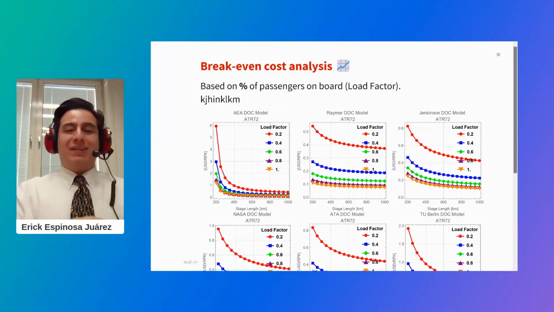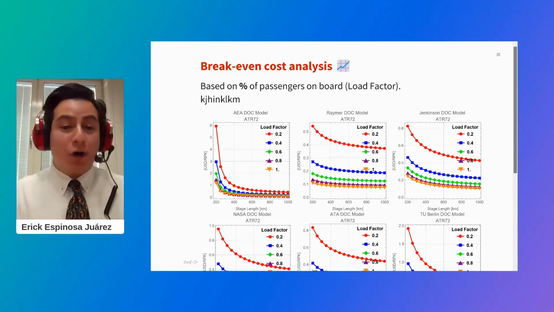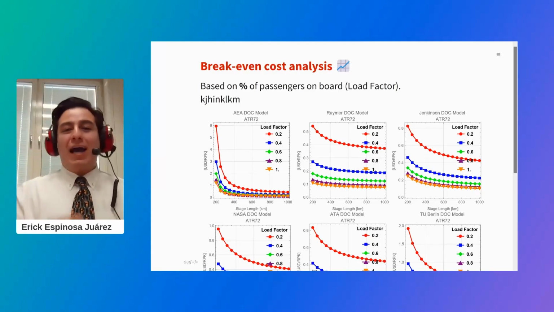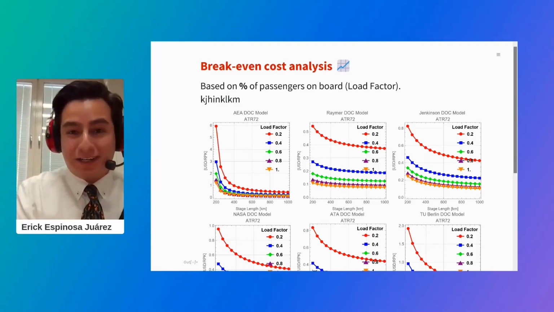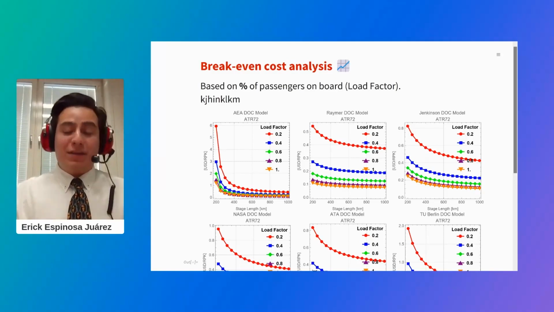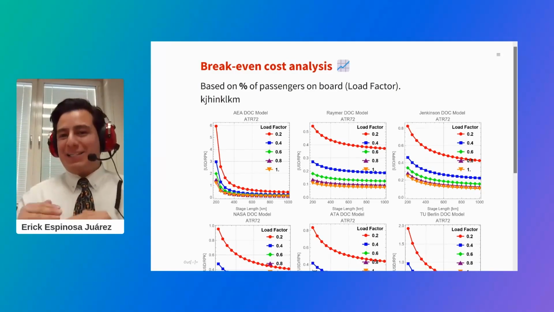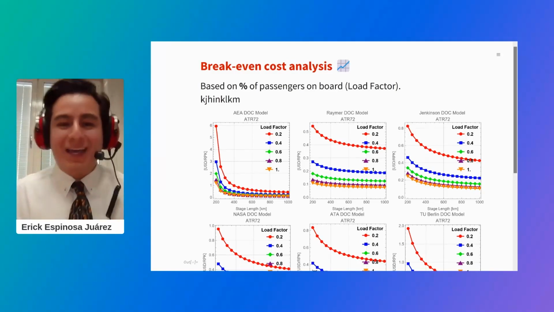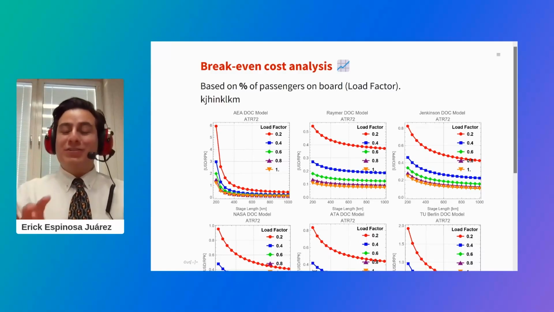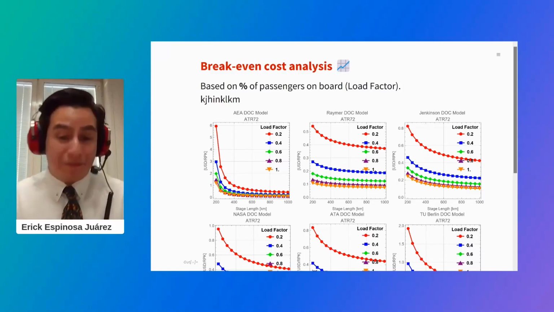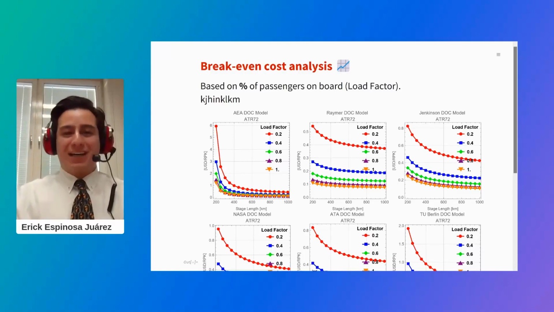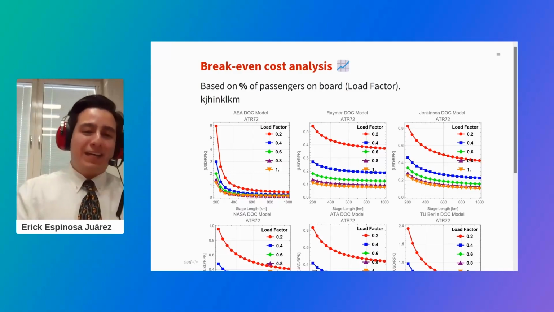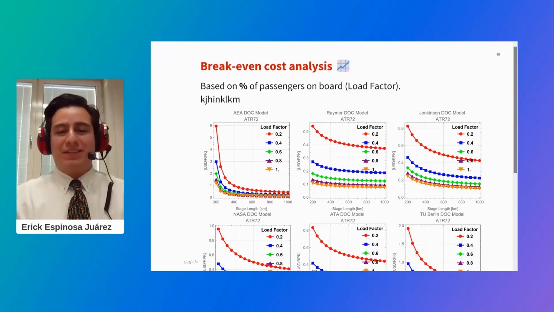For example, each square is a model, and it will tell you how much you need to charge your passenger per kilometer flown to actually achieve a break-even operation. And we see that the models, all of them behave quite different. On the x-axis, we have the length, and on the y-axis, we have, again, this cost per passenger kilometer.